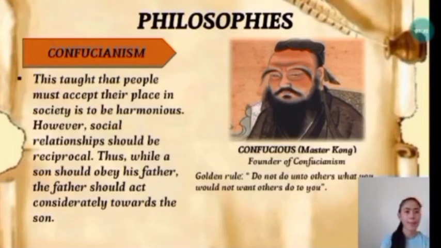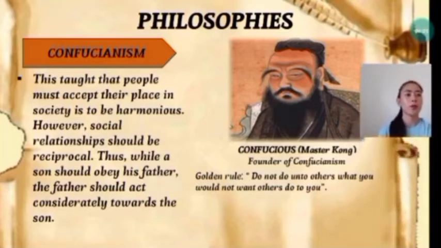Philosophies. Confucianism. This taught that people must accept their place in society to be harmonious. However, social relationships should be reciprocal. Thus, while a son should obey his father, the father should act considerately towards the son. The founder of Confucianism is Confucius, or Master Kong.